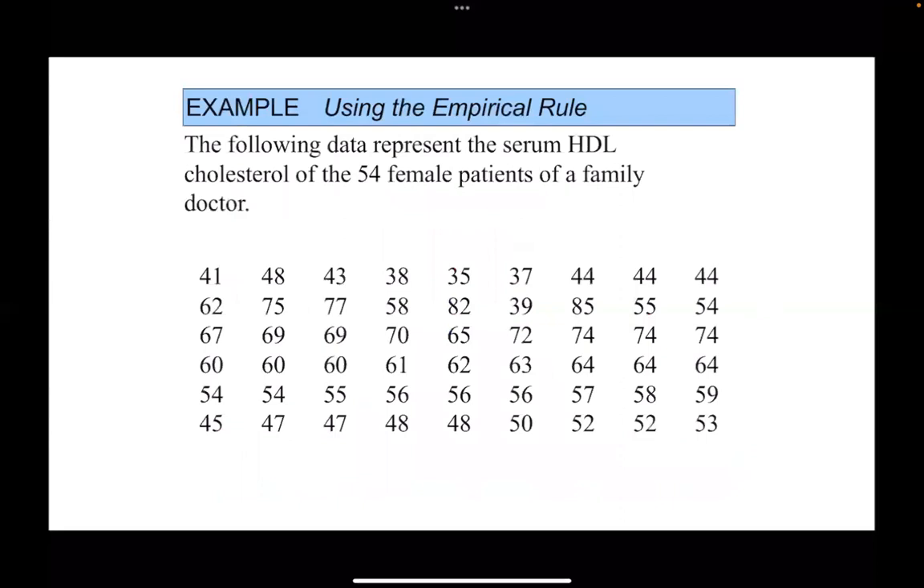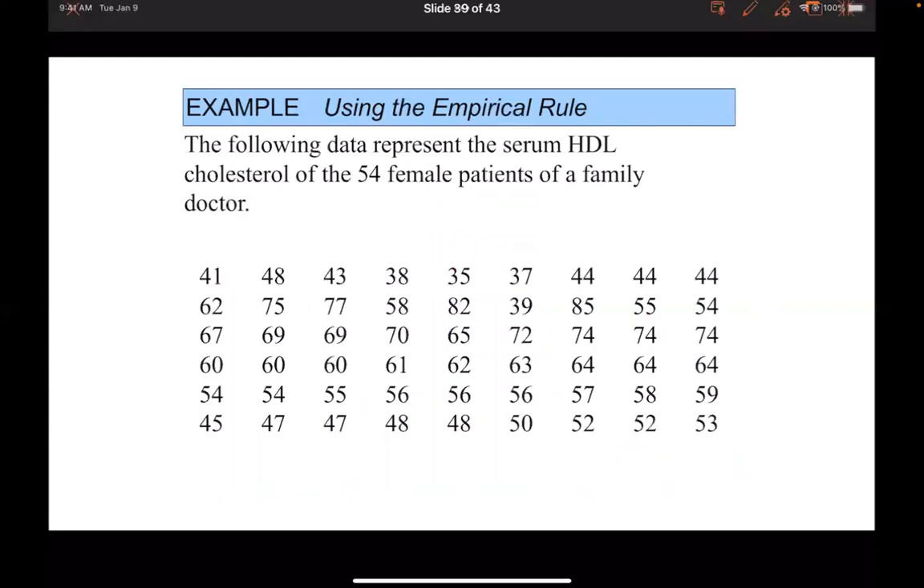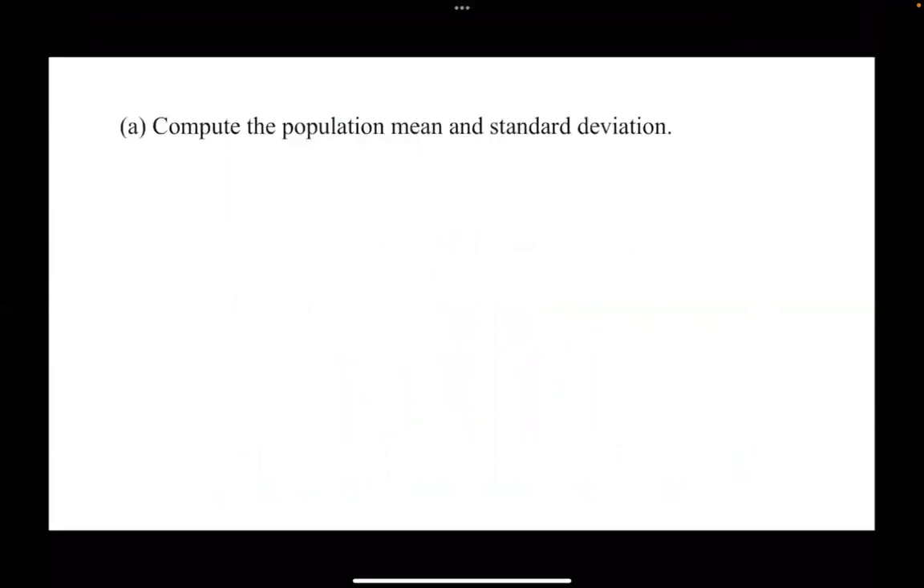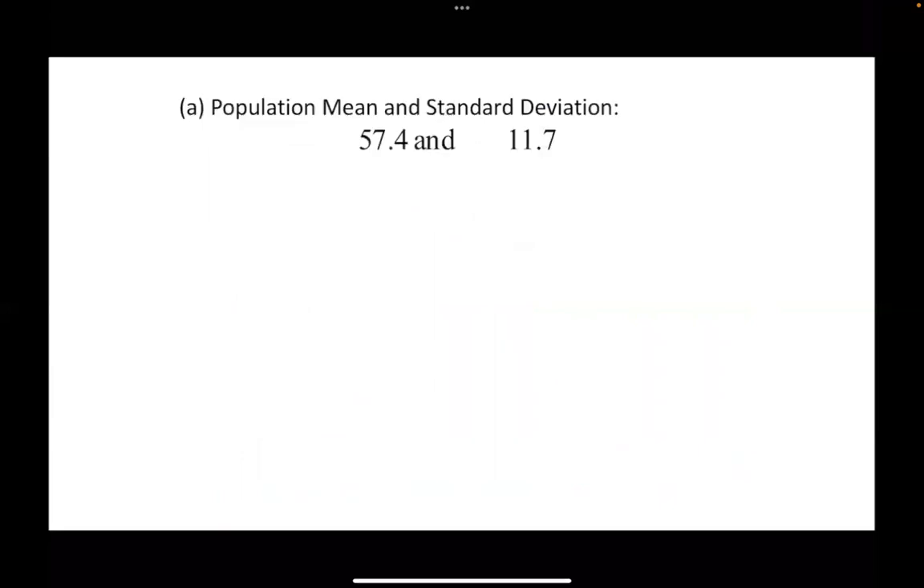Okay, we're going to use the empirical rule here. The following data represents the serum HDL cholesterol of 54 female patients of a family doctor. So this is a sample of 54 female patients. I'm not going to calculate the mean and standard deviation. Thankfully, I've already done that. So here is my mean and standard deviation.